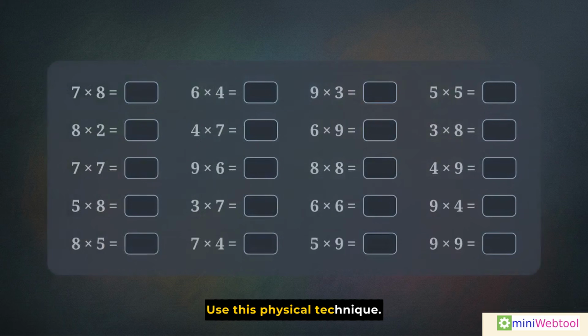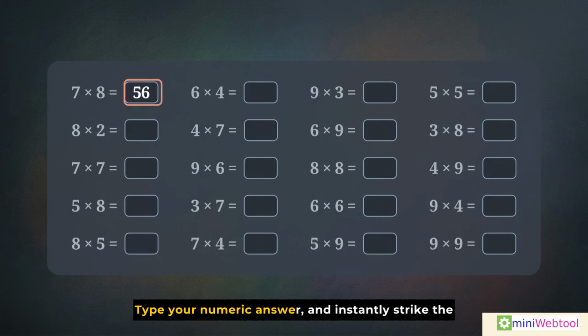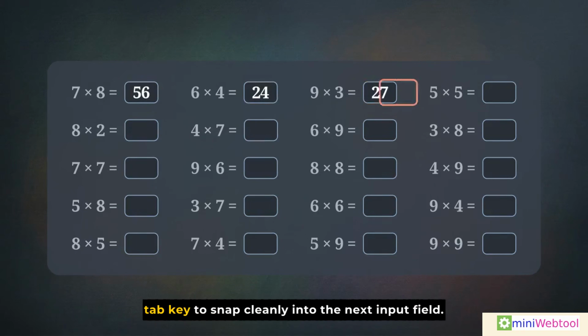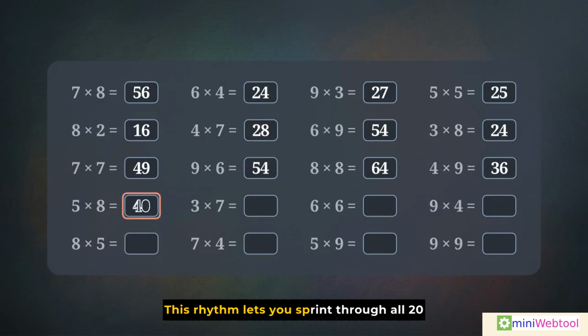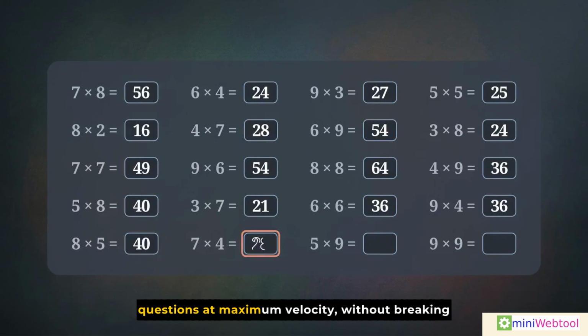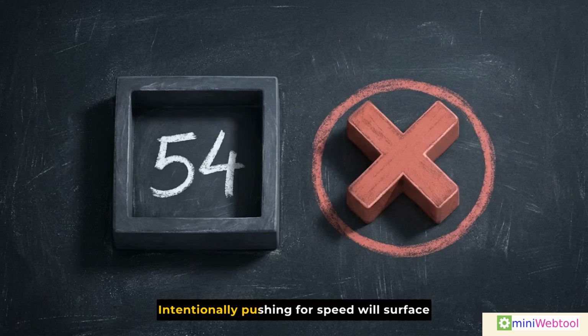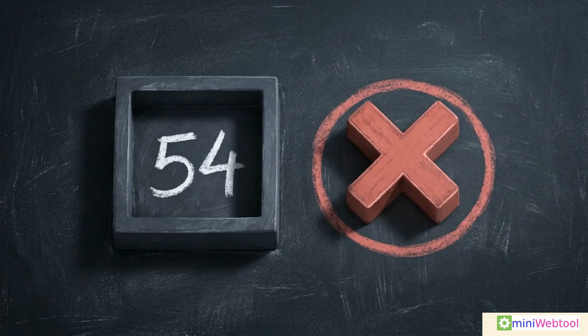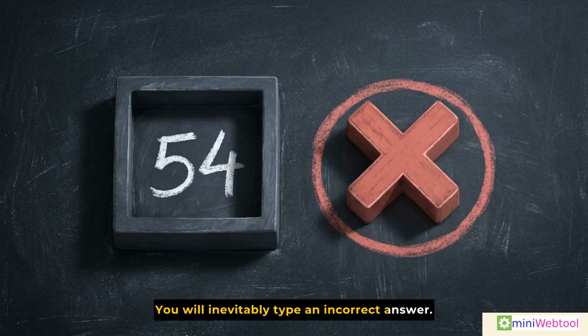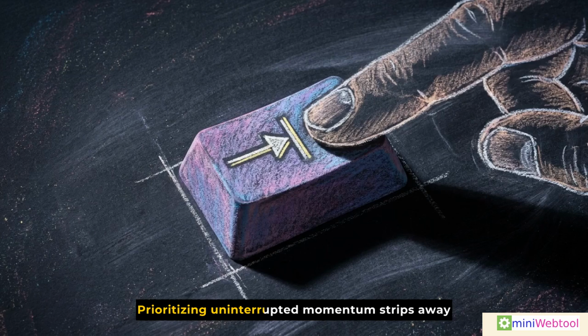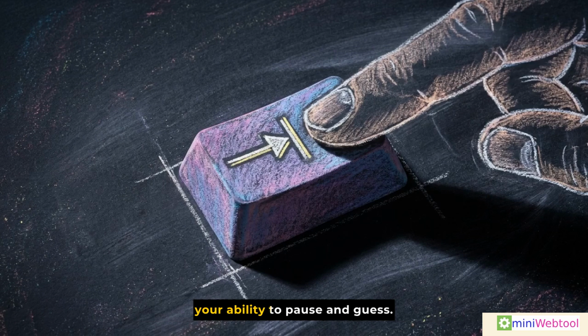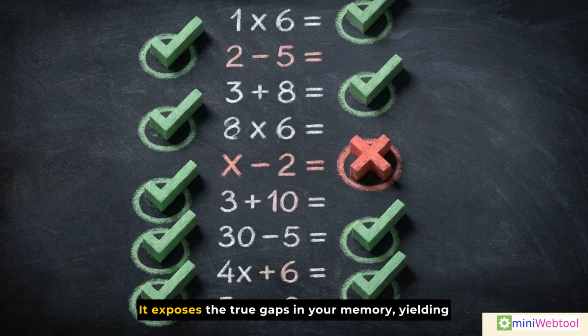Use this physical technique. Type your numeric answer and instantly strike the tab key to snap cleanly into the next input field. This rhythm lets you sprint through all 20 questions at maximum velocity without breaking visual concentration. Intentionally pushing for speed will surface errors. You will inevitably type an incorrect answer. Prioritizing uninterrupted momentum strips away your ability to pause and guess. It exposes the true gaps in your memory, yielding the exact raw data you need to improve.